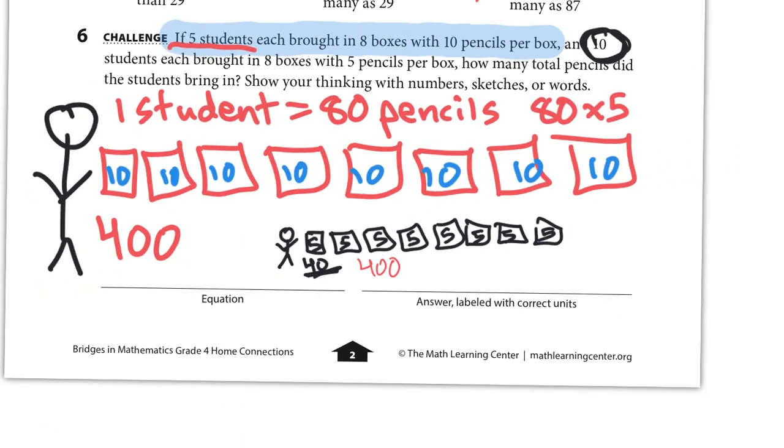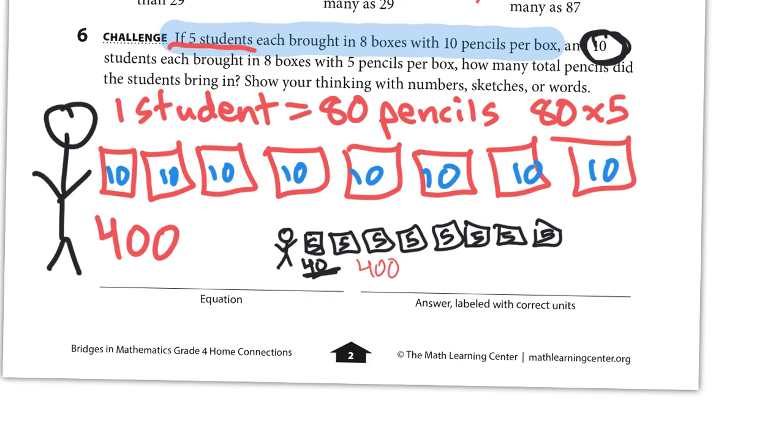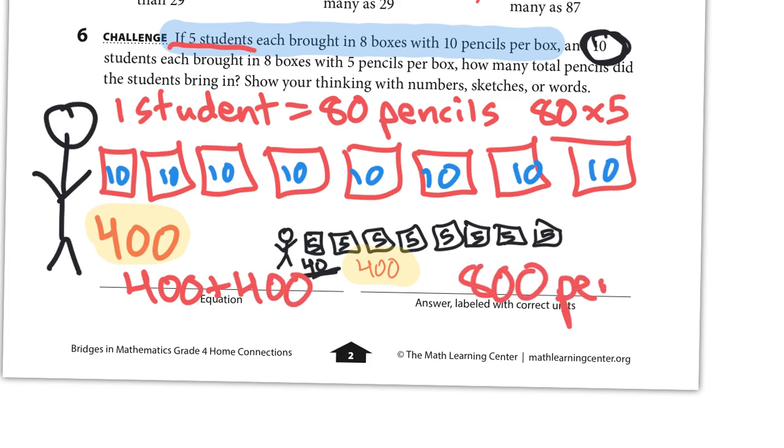So if the question says, how many pencils did they all bring in? Well, look at my highlighter right here. That's not a highlighter. Oh my goodness. I've got 400 and 400. Add them together. 400 plus 400. Oh, that's not a pen. Oh my goodness, I'm struggling here. Here's my equation. 400 plus 400. The answer would be 800 pencils. Make sure you label it.